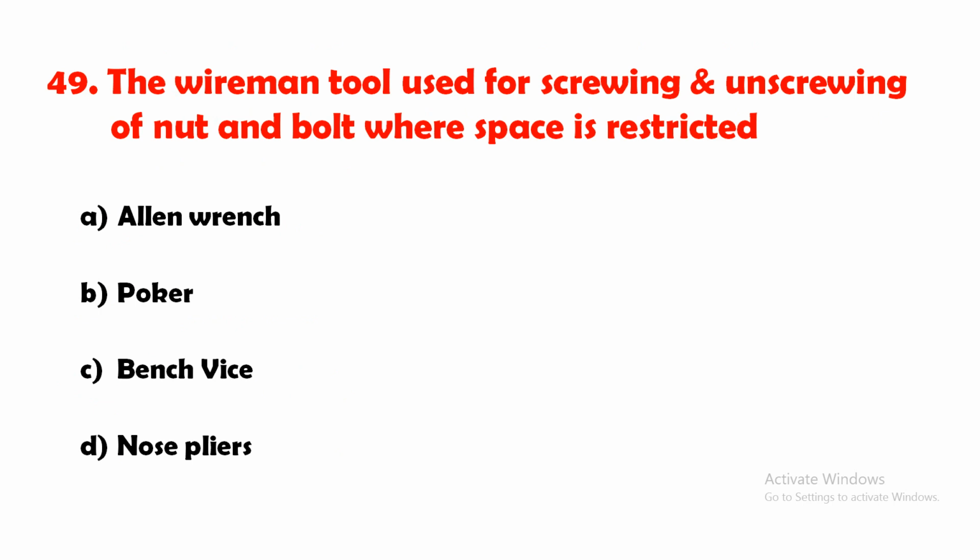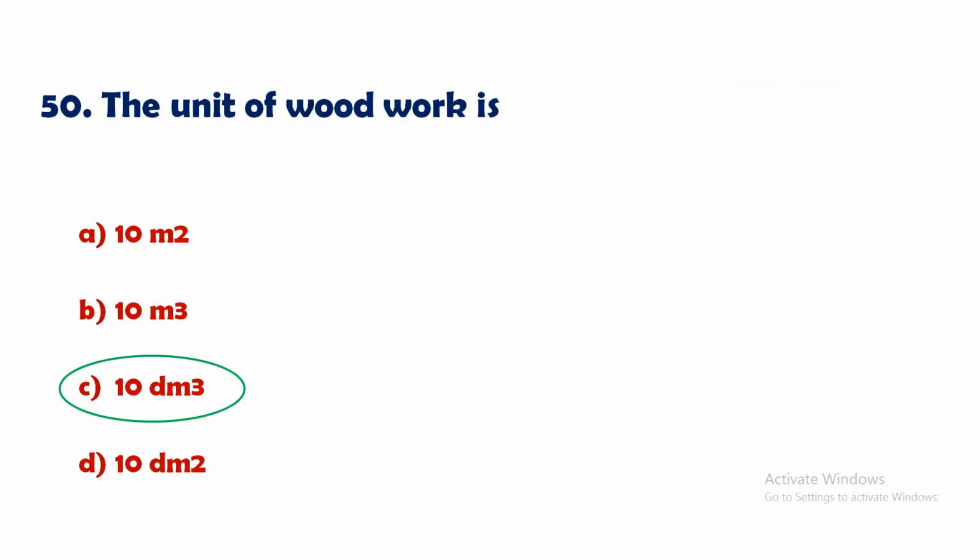The wireman tool used for screwing and unscrewing of nut and bolt where space is restricted is called as an: Allen wrench, poker, bench vise, nose pliers. The answer is, the wireman tool used for screwing and unscrewing of a nut and bolt where space is restricted is known as Allen wrench.